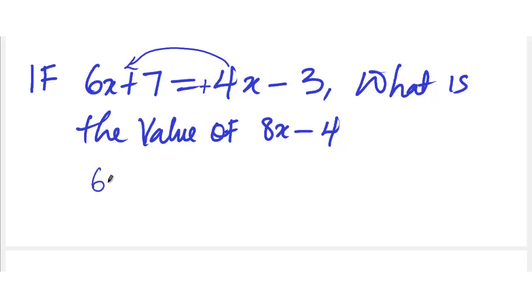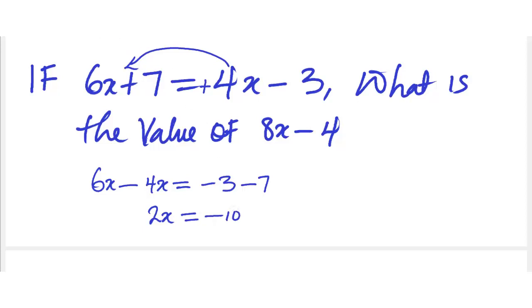So we have 6x minus 4x will now be equal to what? Minus 3. Then plus 7 is coming here, it will now become what? Minus 7, because it's plus here. So 6x minus 4x will give us what? 2x. Now equal to minus 3 minus 7, which will give us minus 10.